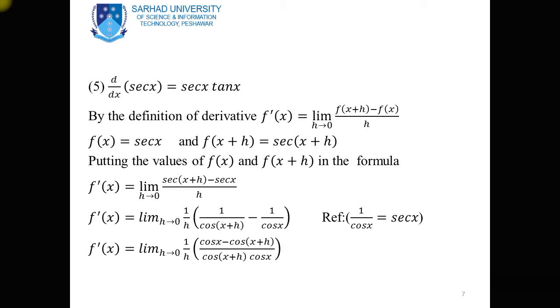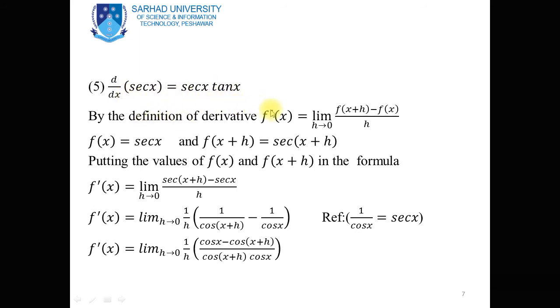Now dear students, try yourself for the derivative of cotangent. The derivative of cotangent is equal to minus cosecant square x. Now we are going to prove that the derivative of secant theta with respect to theta is equal to secant x tangent x.